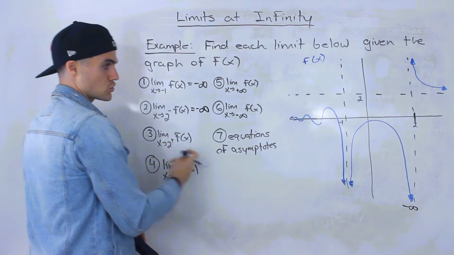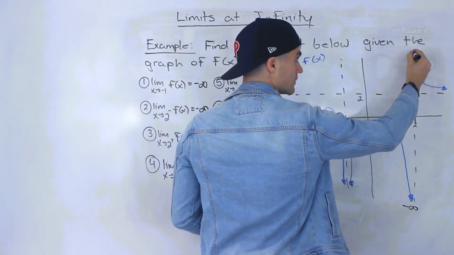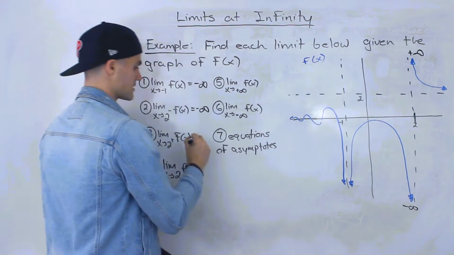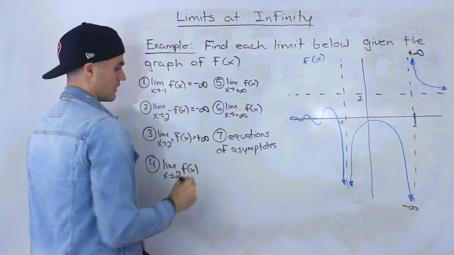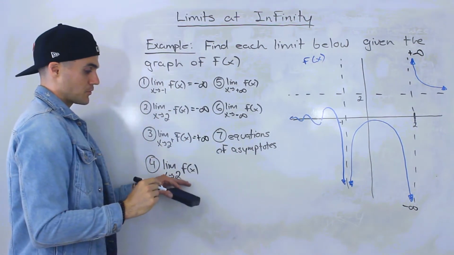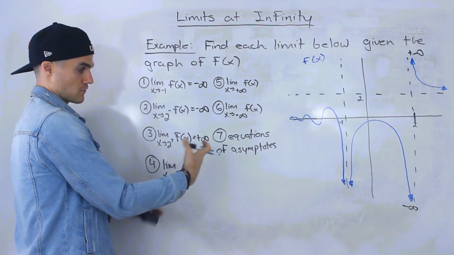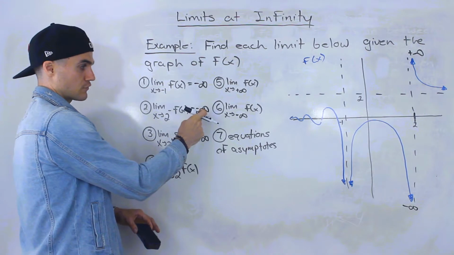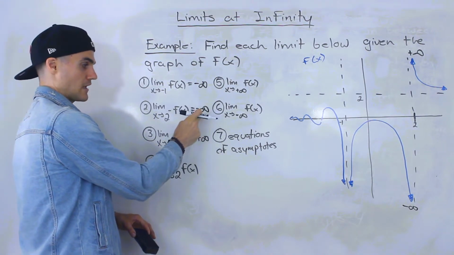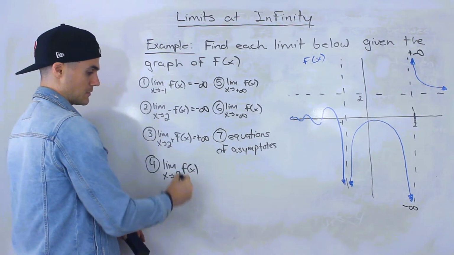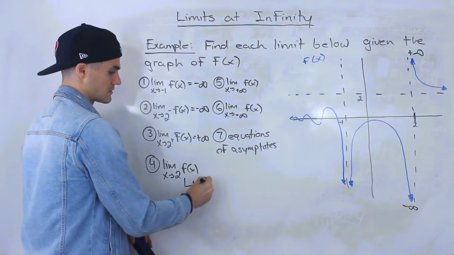Limit as x approaches 2 from the positive side. Notice the y values are going towards positive infinity. So what's the limit as x approaches 2 of f of x? Well, notice they're approaching different y values from both sides. And because they're approaching different y values, negative infinity and positive infinity, this limit here does not exist.